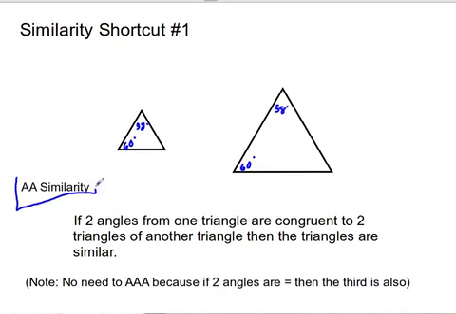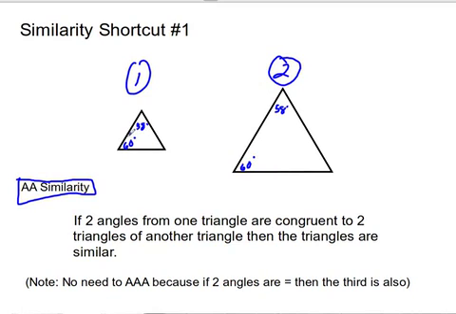It is called AA. So AA stands for angle, angle. Basically, if you can have 2 different triangles like I have here, here's number 1, here's number 2, and if you can show that 2 angles, so this one right here is 60 and this one here is 60, this one is 58 degrees, this one is 58, if you can show that 2 angles are congruent to 2 angles in the other triangle, then the 2 triangles are similar. That is the very first shortcut, and it works every single time.